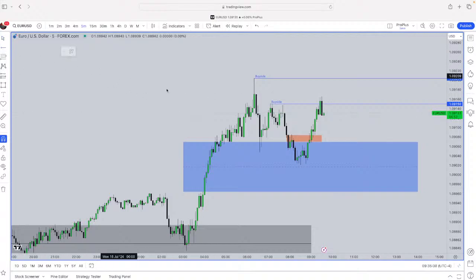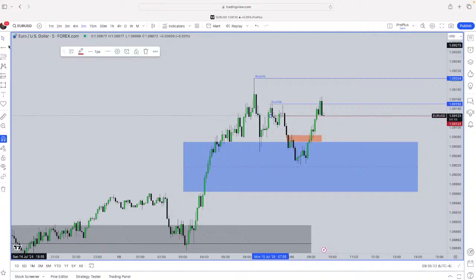So here, look at the sell side of the curve. This was the bearish order block here. So just keep that in mind. See if price wants to just keep supporting this.